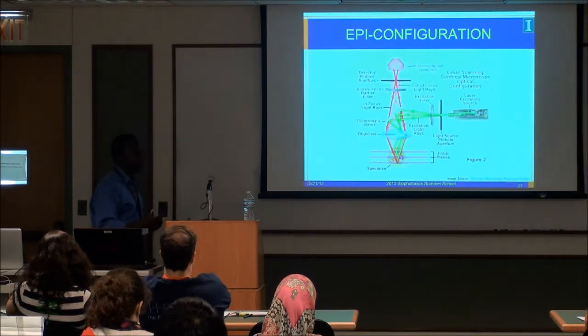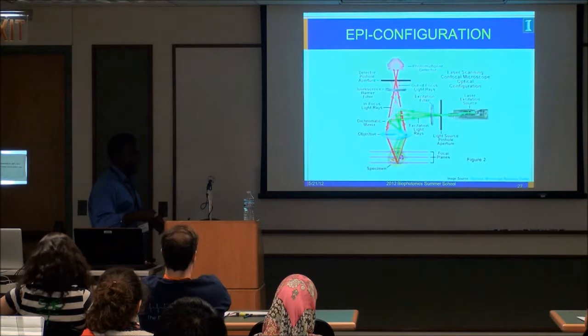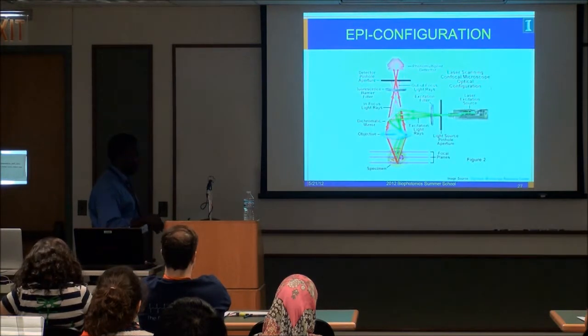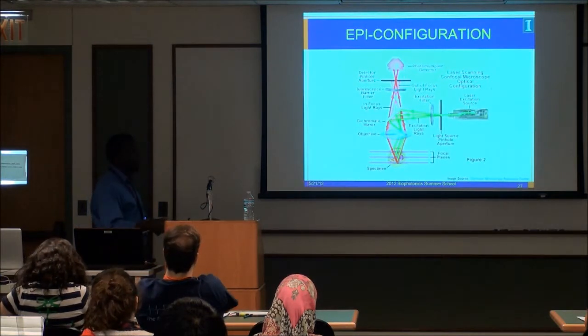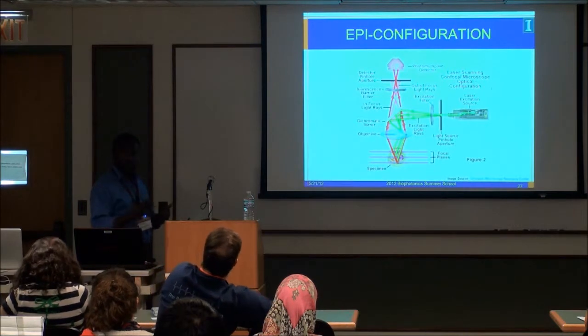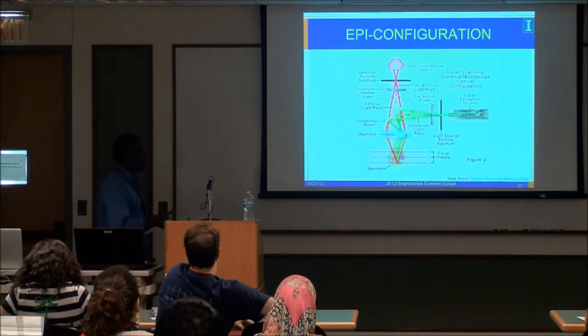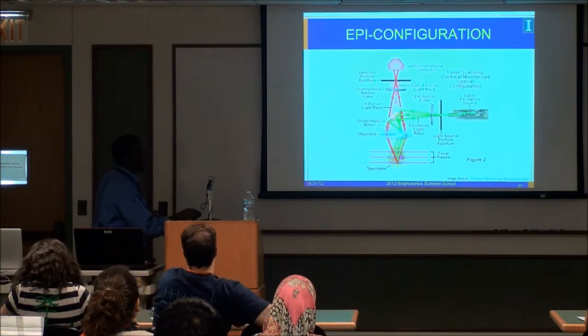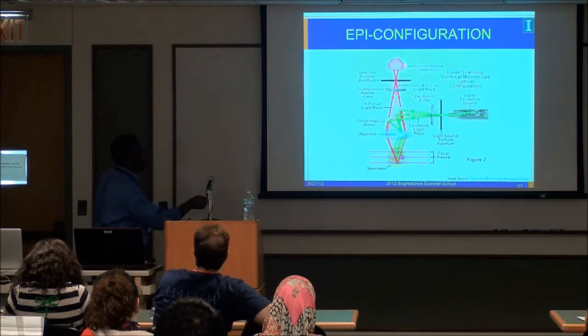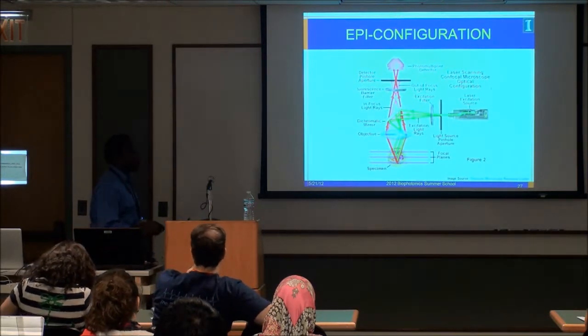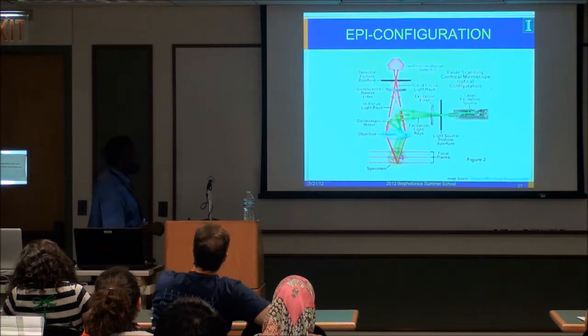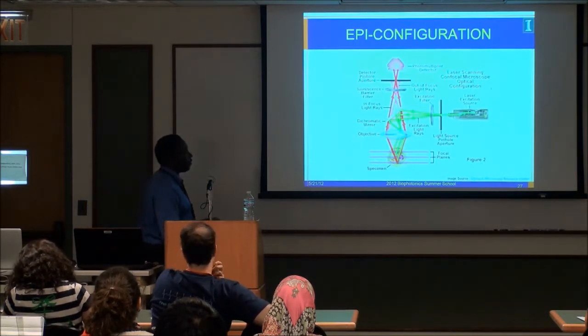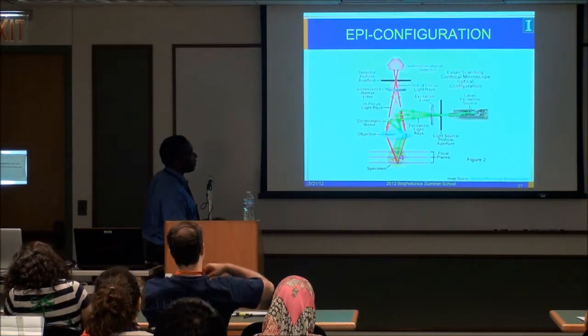That sample gives rise to photons of a different color, Stokes shifted, so it's going to be a lower energy by the process that we discussed earlier in the previous discussion. And then you have this colored beam splitter that's going to allow the red to pass through and onto a detector.